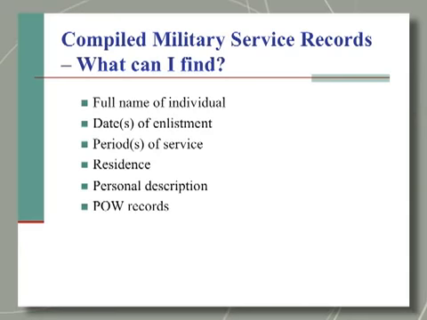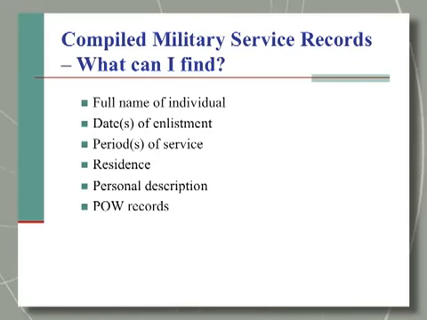So what basic information can you find in a compiled service record for a volunteer soldier? It will give his full name, his dates of enlistment or when he was mustered into service, and also his dates of discharge or when he was mustered out. Sometimes it'll give you his period of service, if he enlisted for a 3-year term or a 2-year or 9-month term, and so forth. It usually gives his residence, not necessarily the place where he was born, but where he was residing at the time that he enlisted.